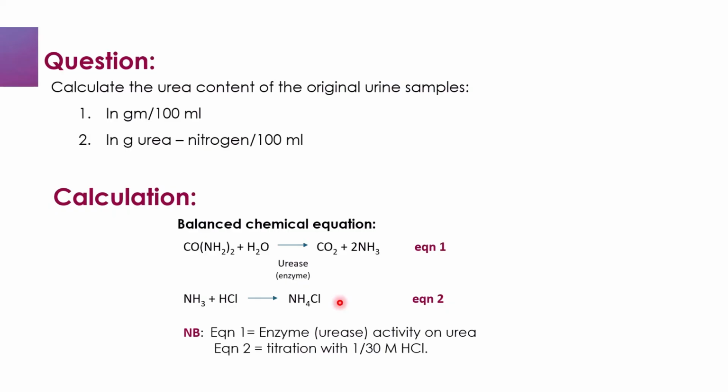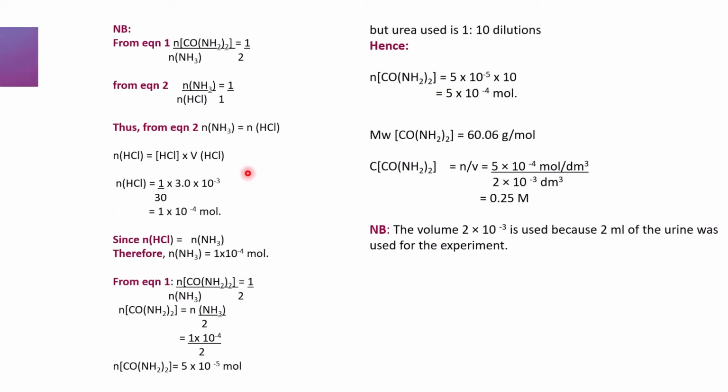So next, let us try and compare the moles of each of the reactants and the products in each of the equations. From equation 1, we can see that the mole ratio of the ammonia to the urea is 2:1. And also from equation 2, we can see that the mole ratio of the ammonia to the HCl is 1:1. So we will first work around equation 2. Let's see how to do that.